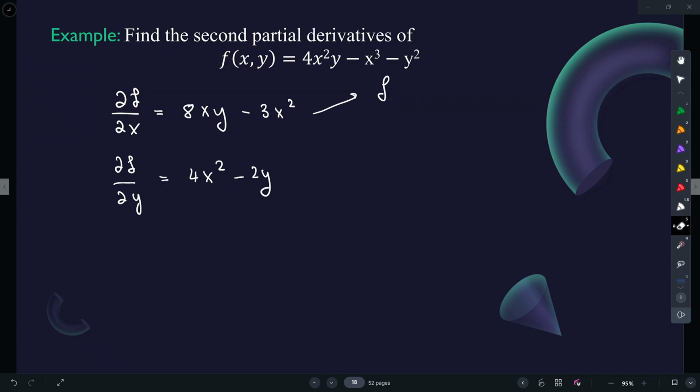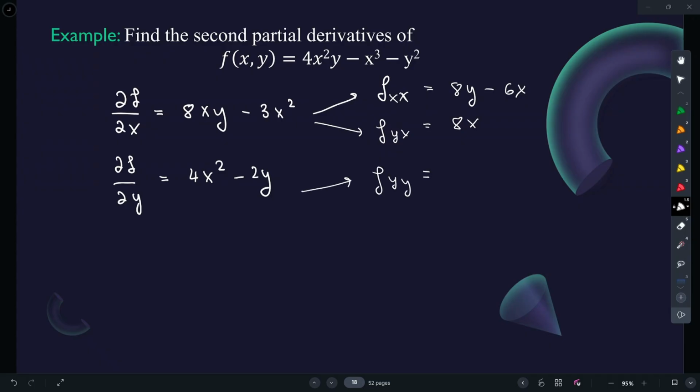Let's start with the xx. So take the derivative again with respect to x. That will be 8y minus 6x. Or I can do it with respect to y now, and I get 8x. Here, I can do the y, and if I do it with respect to y, I get minus 2. But if I hit it now with respect to x, then I get 8x.